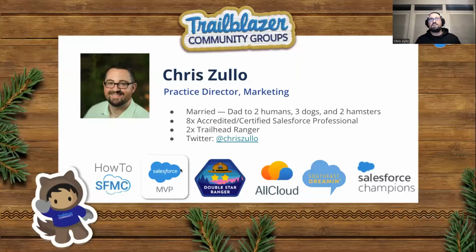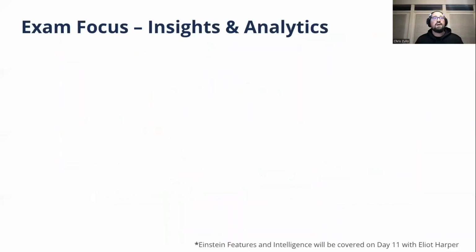I am married to an amazing woman and a father to two wonderful boys, three dogs, and as of this weekend, two Chinese dwarf hamsters, our smallest members of the family. I have several certifications, accreditations, working with marketing, cloud, and related technology for a while. If you want to connect on Twitter or Trailblazer community, that's all in here as well. And I have a bunch of logos here. I'm related to or affiliated with each of these. So just want to give you a little bit of background about me.